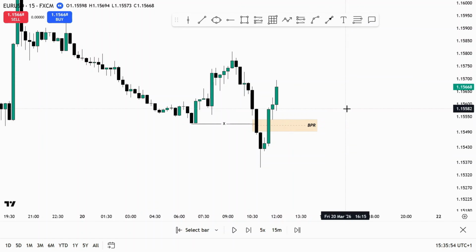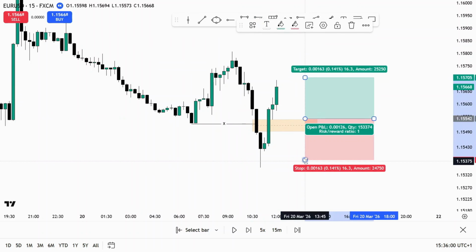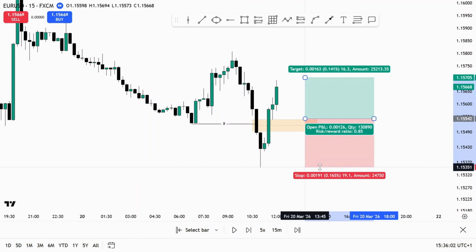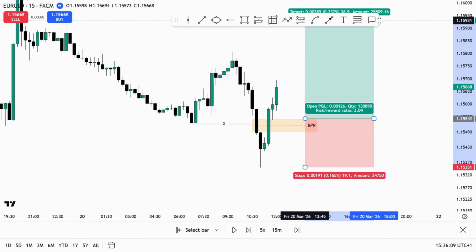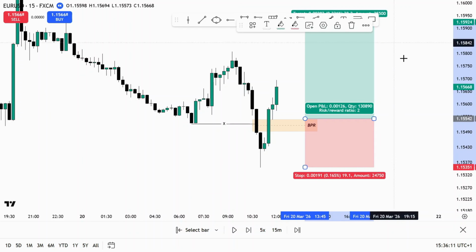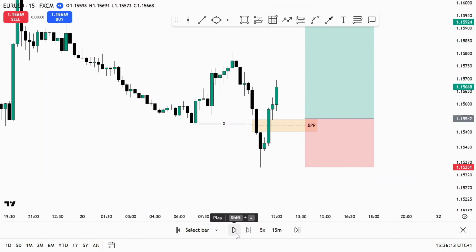So what are we going to do here? We wait. We allow price to come back into that level, and then we look to take our entry from there. Our stop loss goes below the swing low, and for our target, we keep it simple. We aim for a 1 to 2 risk to reward. Now, let's play price forward and see how this trade played out.